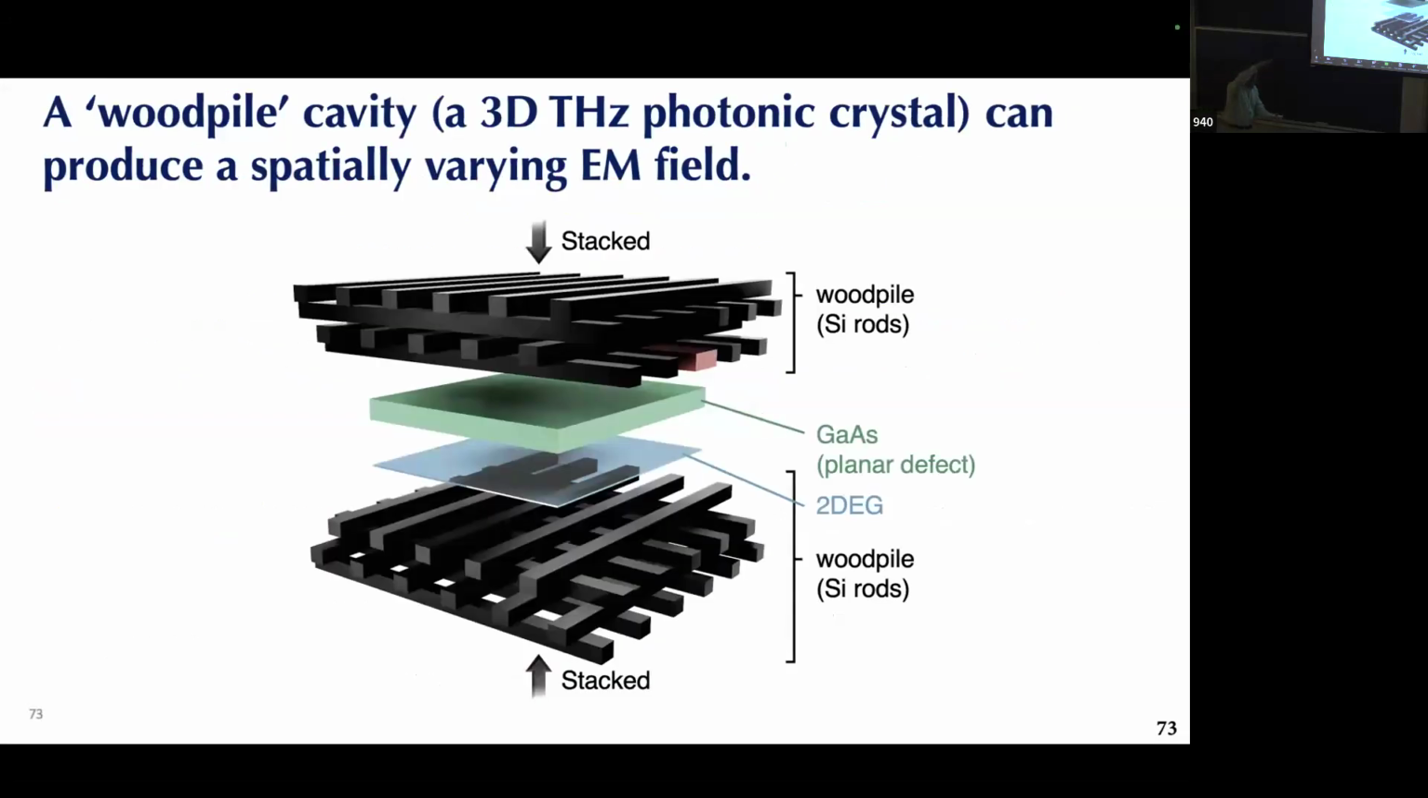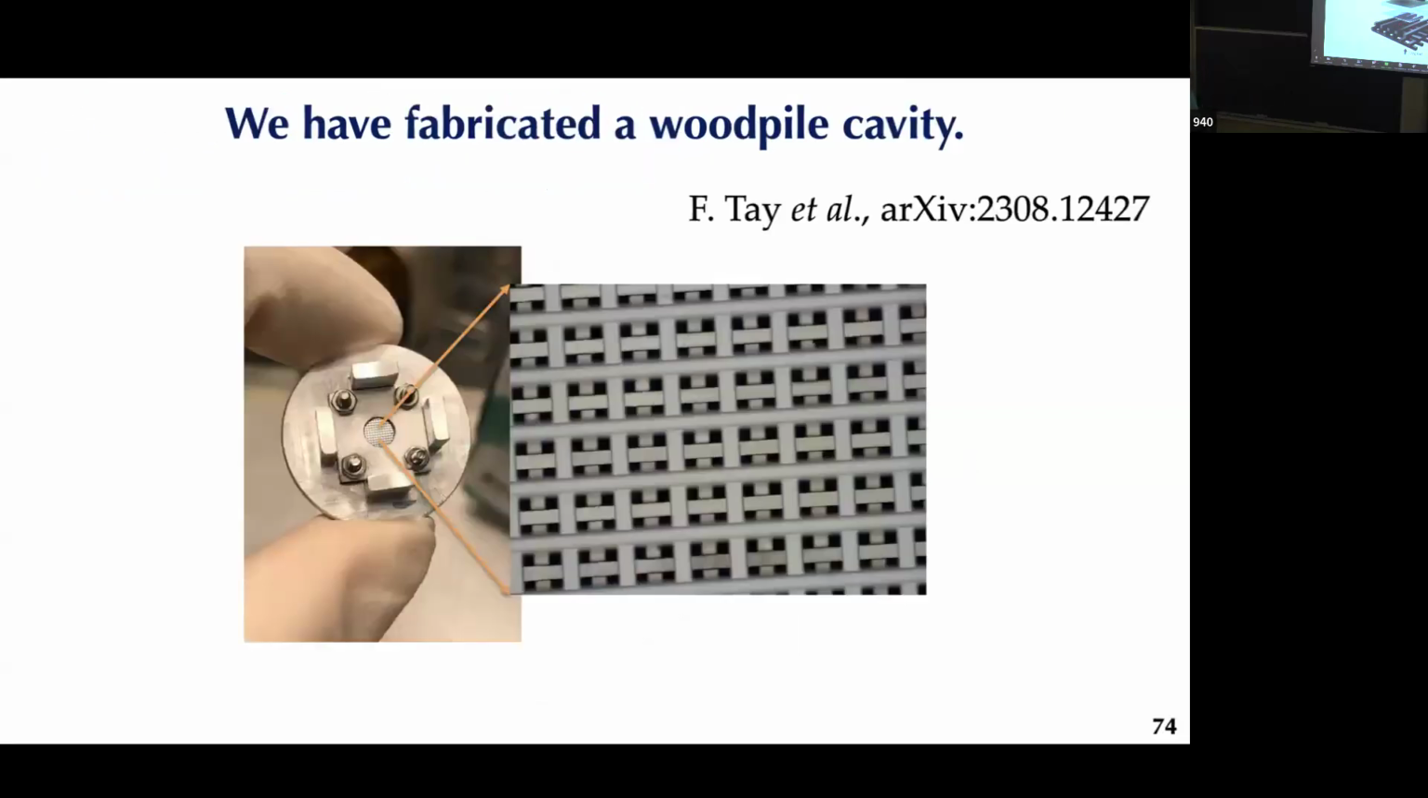Instead of just one-dimensional, we have the in-plane periodic structures. So we still sandwich the gallium arsenide sample with a pair of mirrors, but each mirror is a woodpile structure. And this is a picture of the fabricated cavity structure.